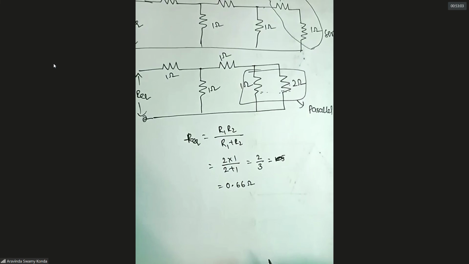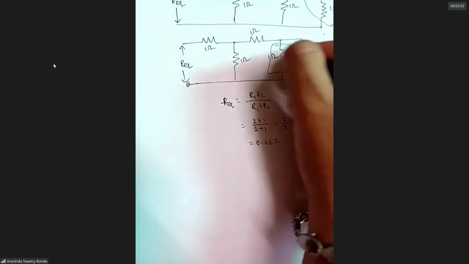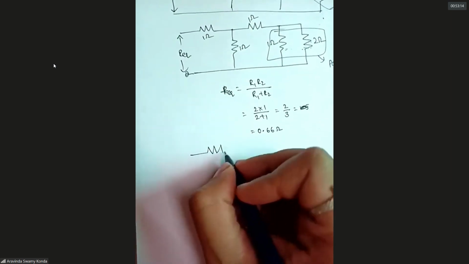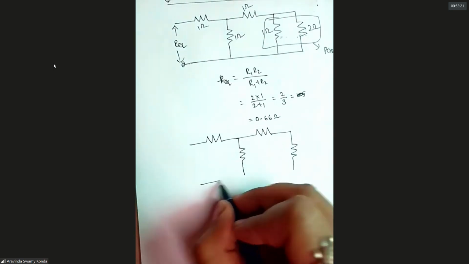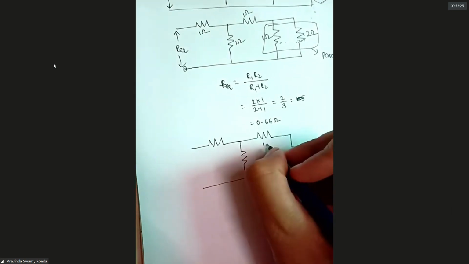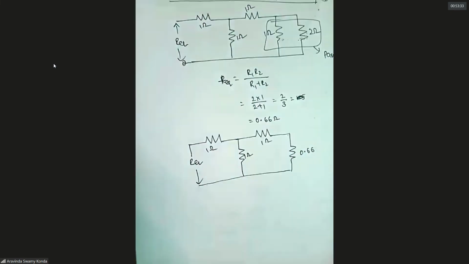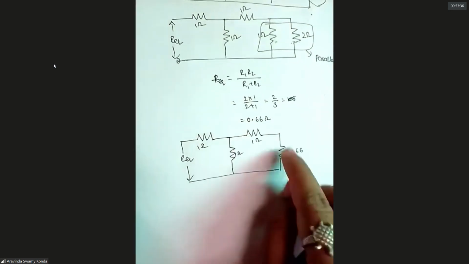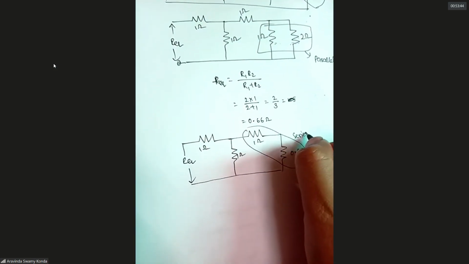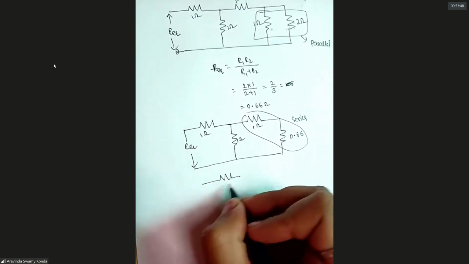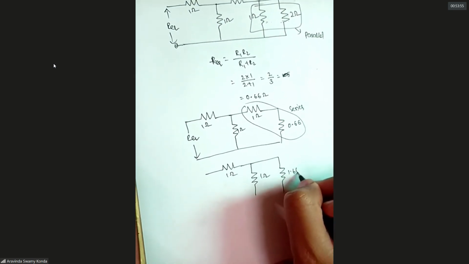Is that right? Yes or no? Yes. Then again, these two are to be represented by 0.66. So now these two are in, how are these two? Series. Directly add and write? 1 ohm, 1 ohm, 1.66 ohms.